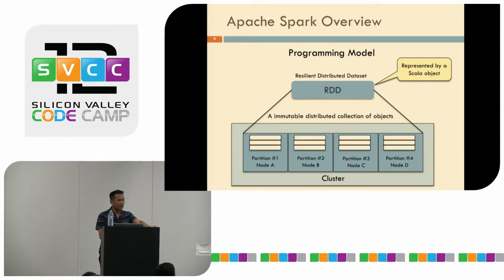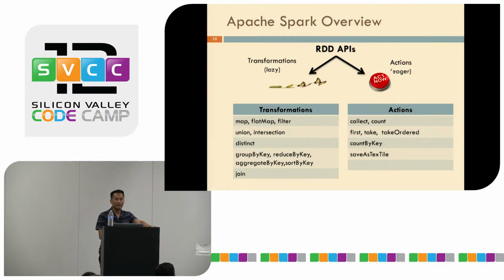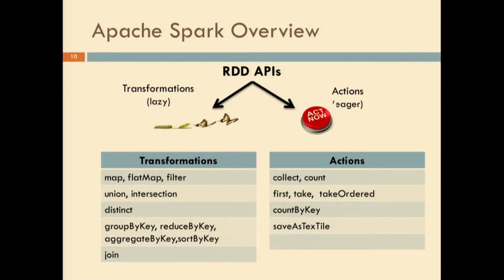And the next step is how you manipulate the RDD. The RDD has two types of APIs. They're called transformations and actions. This is a subset of transformations and actions. So what's the difference? The difference is transformations are lazily evaluated, meaning that when you call that API, it doesn't do at that very moment what you want to do.